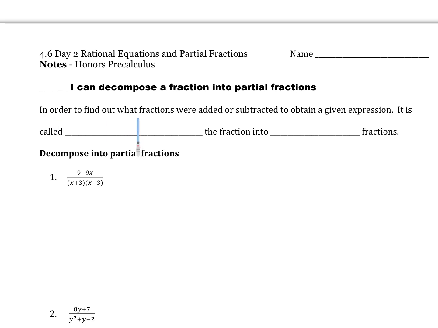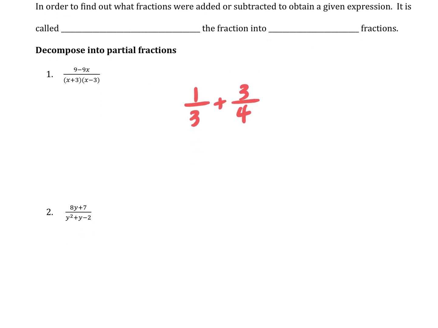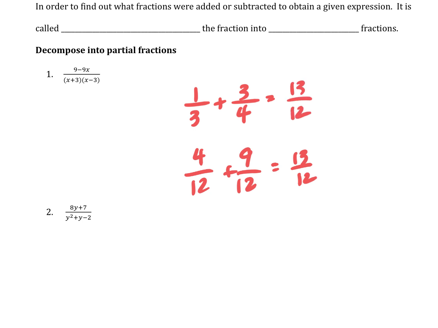So it says, in order to figure out what fractions were added or subtracted to give an expression, you're like, what? What I'm going to say is it's like saying, what's 1/3 plus 3/4? Let's go ahead and add those up. What 12th plus what 12th would that be? 4/12 plus 9/12 is 13/12.